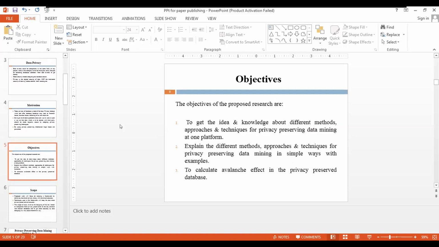Now the objective. The objective is that if all the methods, techniques, and approaches are on one platform, then we will be able to take a decision, know the advantages and disadvantages, explain all the differences, and decide which methodology we can apply for our programs and processes further, and accordingly calculate how effective it is on different data.